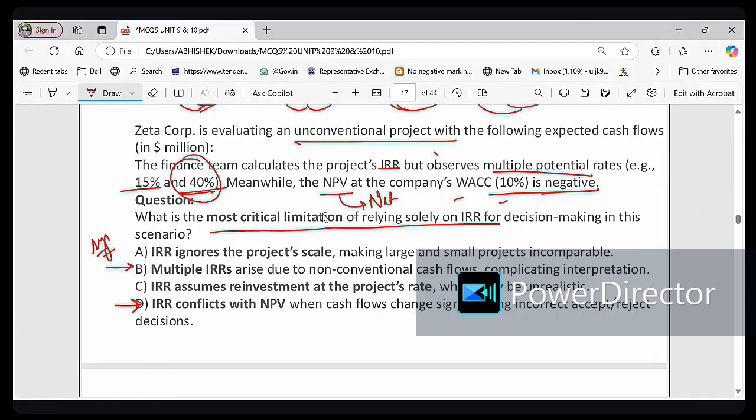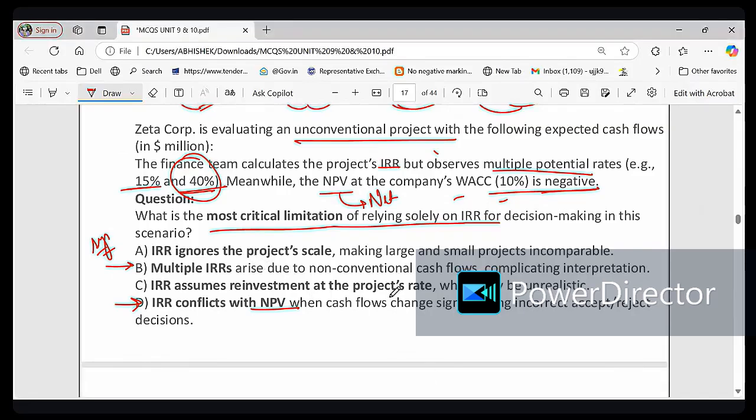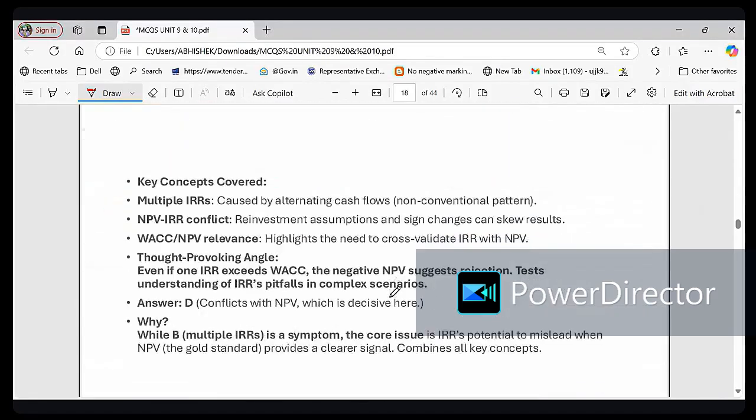internal rate of return does not work, right? Internal rate of return does not work. Rather, we have to rely on NPV, net present value, right? So in the upcoming session, we will discuss how to find the net present value of a case, because this is super important, right? So I hope the limitation is clear to you, right? So this is the point, that multiple IRR is the symptom. The core issue is IRR's potential to mislead, right? So that is the point.